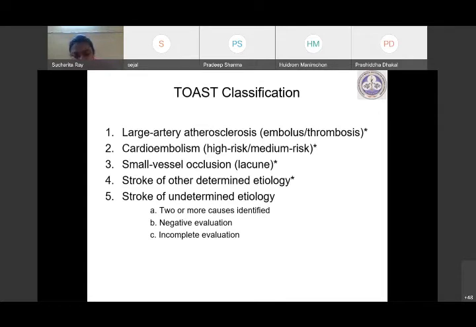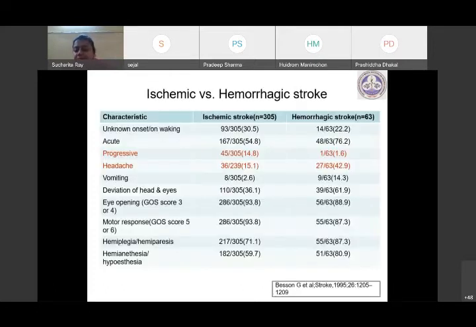You have to learn from your residents if they know, right? So make that a habit. Now coming to ischemic versus hemorrhagic stroke.